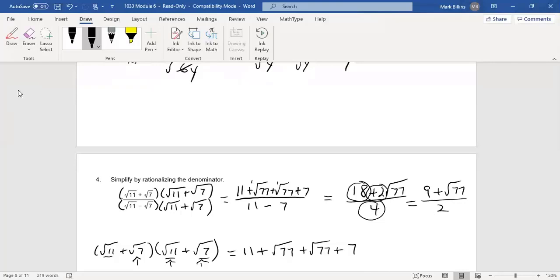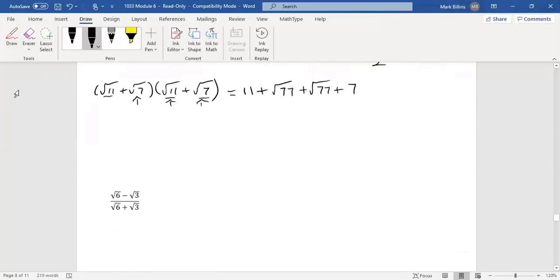So again, since 2 divides into all 3 of the coefficients, we divide out 2: 1, and 9. So our final answer is 9 plus the square root of 77 over 2. Let's do another one.